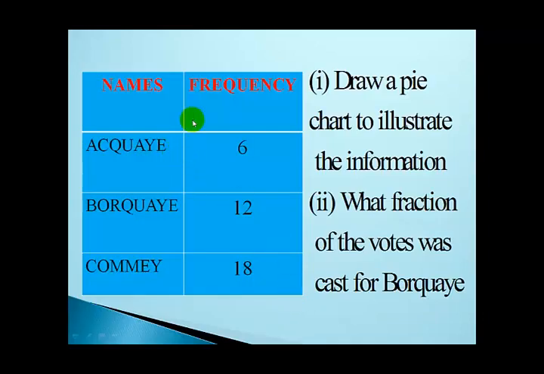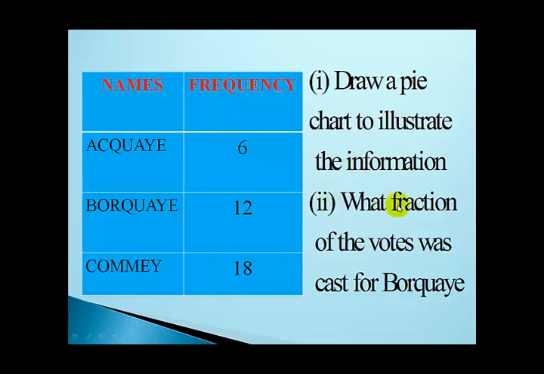Now this is the given table. We have the names and the frequency. We have Akwe, Bokwe, and Kome. Now the frequency is 6, 12, and 18 respectively. That means that Akwe had 6 votes, Bokwe had 12 votes, and Kome had 18 votes. Now the question: draw a pie chart to illustrate the information.